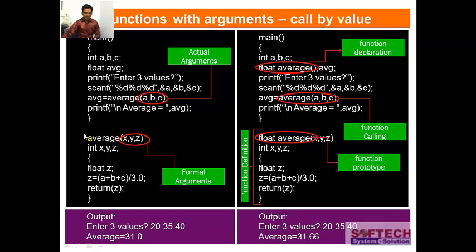Because the default type of a function is integer, it returns 31 only. Then we assign 31 to avg. Avg is a float, so it changes to 31.0. The result will be 31.0. Here we declare that function.